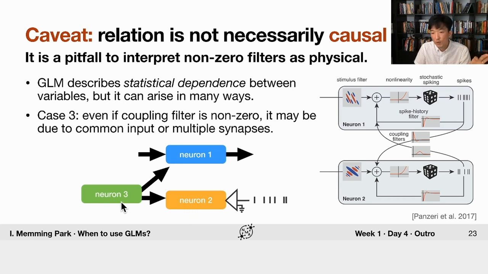This hidden common input will generate a correlation between the firing pattern in neuron 1 and neuron 2, which will be captured by the coupling filter, but that does not mean that there is a synaptic connection from neuron 1 to neuron 2 or vice versa. So you have to be careful.